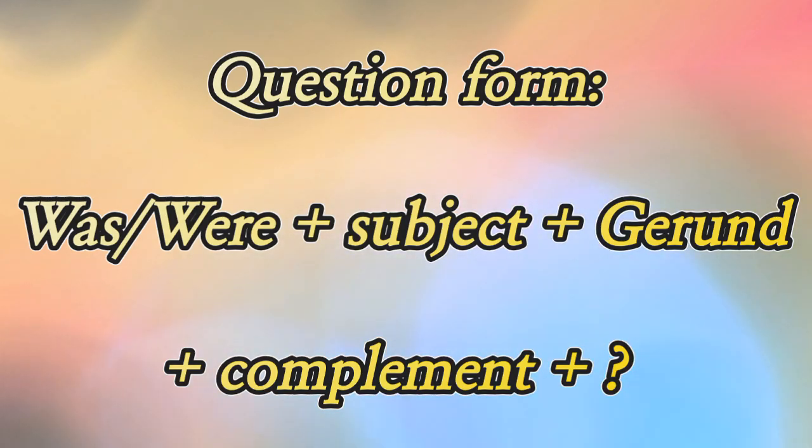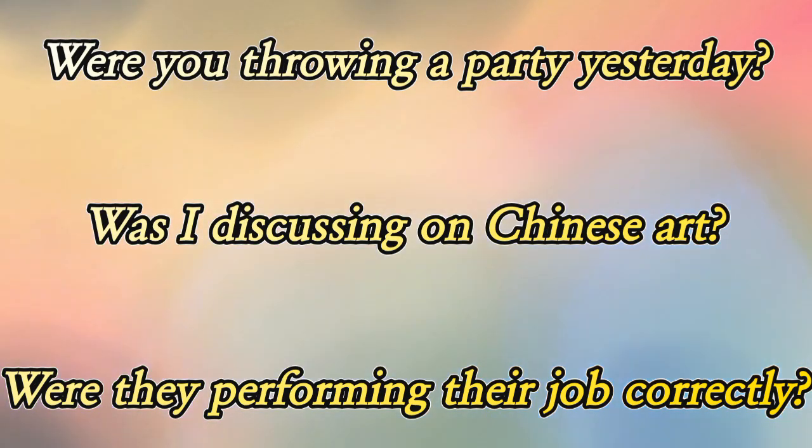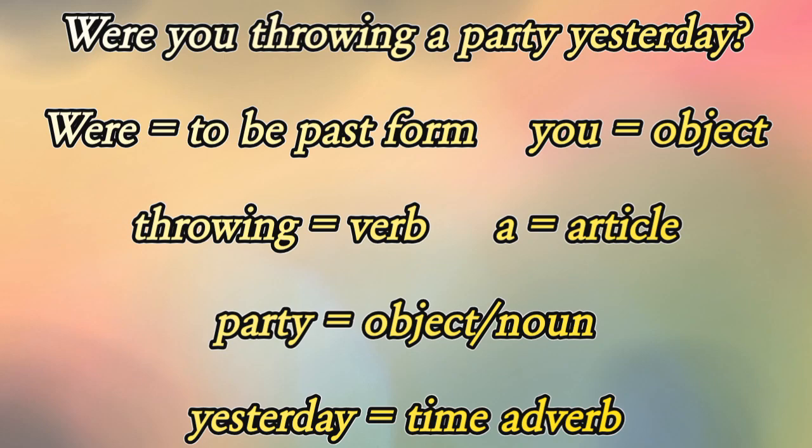Question form is was or were plus subject plus gerund, and then the complement, and at the end is question mark. Were you throwing a party yesterday? Was I discussing on Chinese art? Were they performing their job correctly? Were you throwing a party yesterday? Were is to be past form. You is object, throwing is a verb, a is article, party is object and noun, yesterday is time.